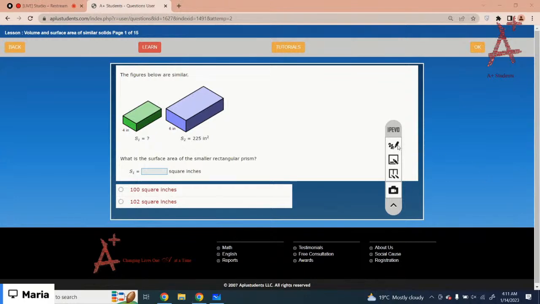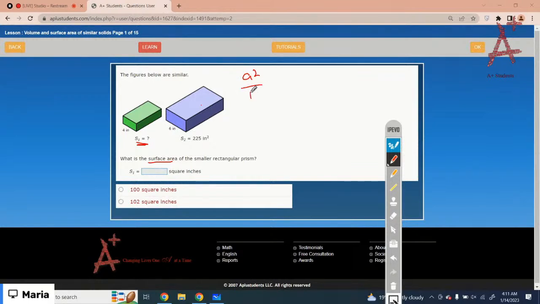whenever you have to find the surface area of the similar solid, you have to find the square of their corresponding dimensions. Got it? It would be a square divided by b square. It would be 4 square divided by 6 square. Got it? So 4 square is 16 and 6 square is 36. Got it? Now find the ratios between their surface area.